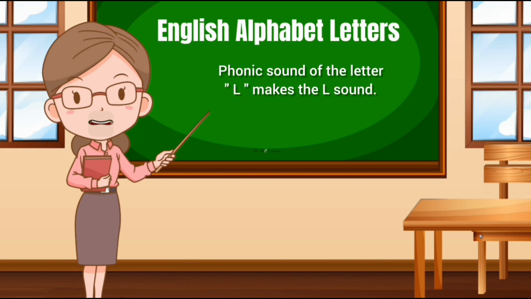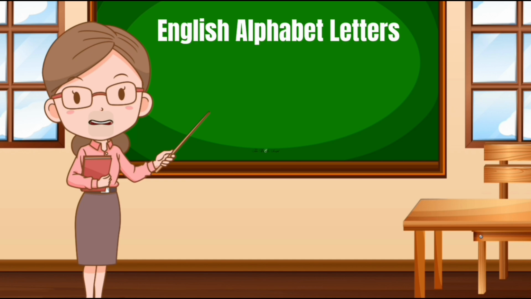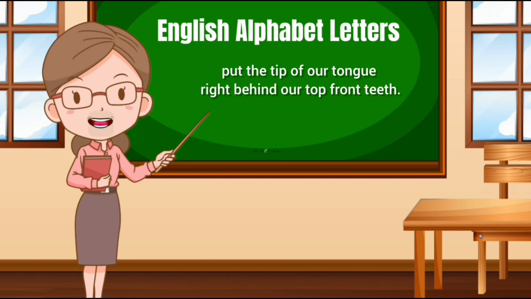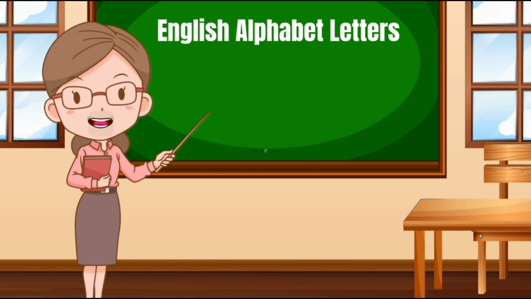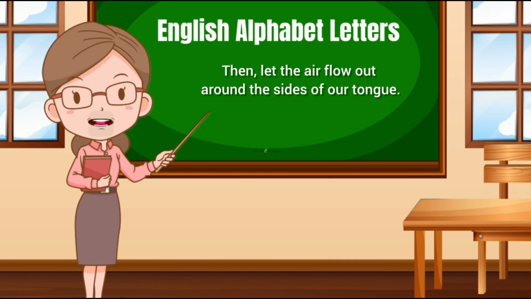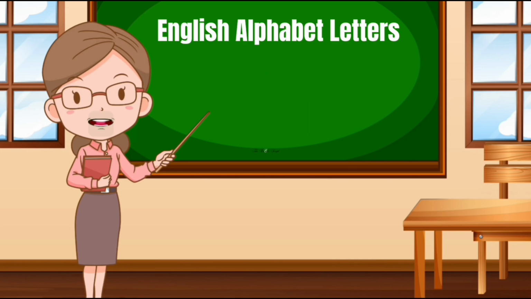The phonics sound of the letter L makes the L sound. It's a light and smooth sound that we can say like this: L, L. To make the L sound, put the tip of our tongue right behind our top front teeth. Then, let the air flow out around the sides of our tongue. It's like saying L while smiling.